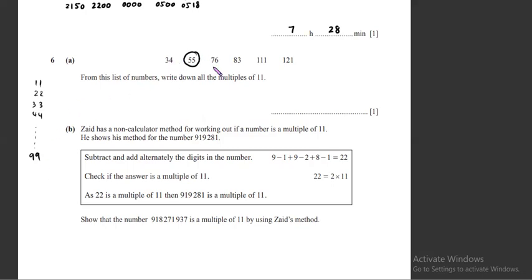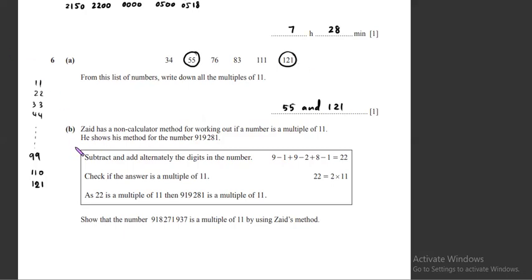We do 34, 76, 83, they are not multiples of 11. Then the next multiple that we have after 99 is 110. 11 more than 99 is 110. Then 11 more than 110 is 121, which means it's going to be this one. So we have 55 and 121. These are going to be the multiples of 11 that we can find here.